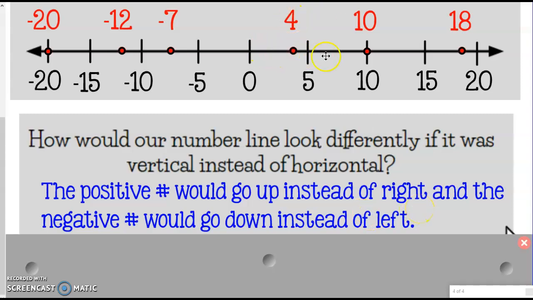Right, so right now they're going to the right of 0. Well, if it's vertical, that means they're going to go up from 0. And the negative numbers would go down instead of to the left. So we literally just take this and rotate it where the positives are going up and negatives are going down. That's the only difference, okay?